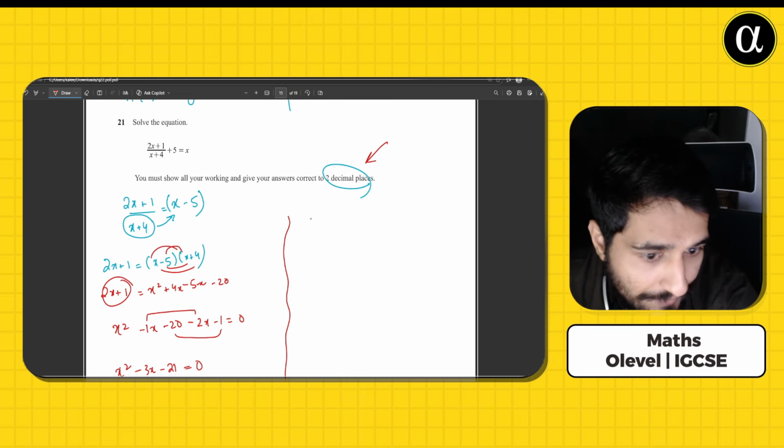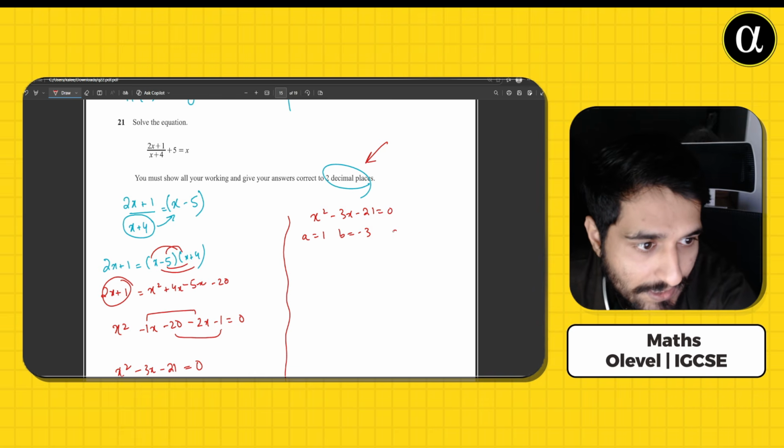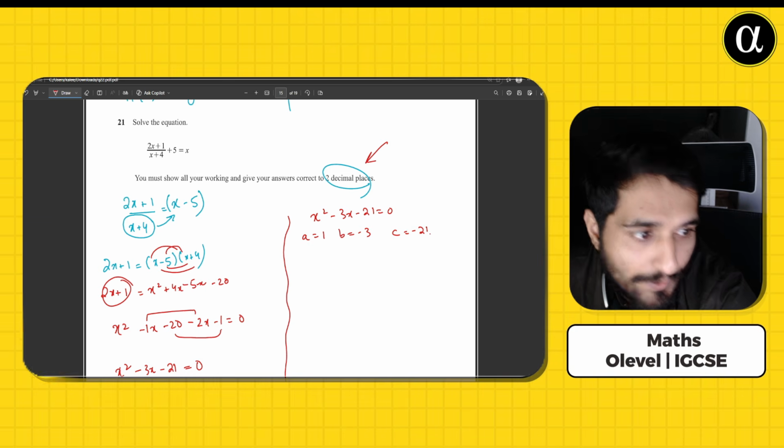So, we know that the equation is x squared minus 3x minus 21 is equal to 0, where the value of a is going to be 1, the value of b is going to be minus 3, and the value of c is going to be minus 21.